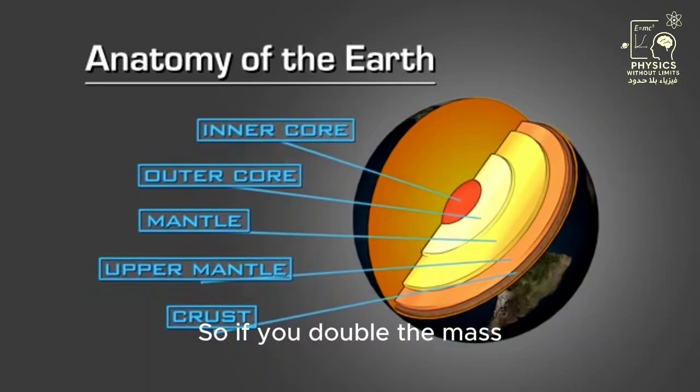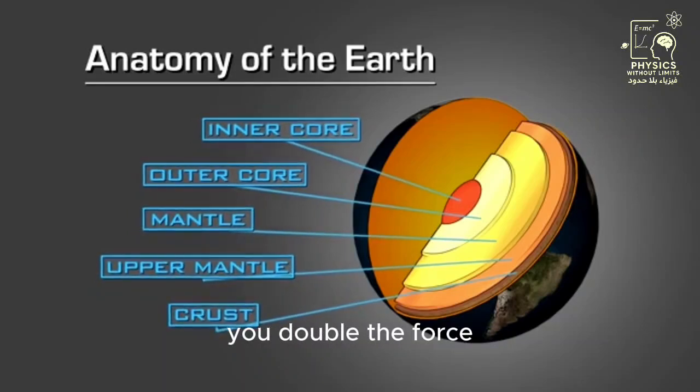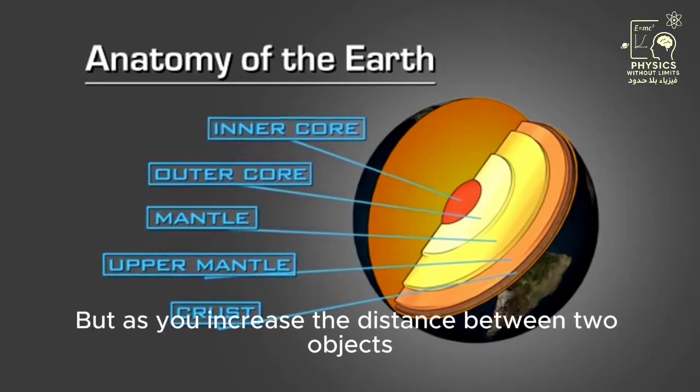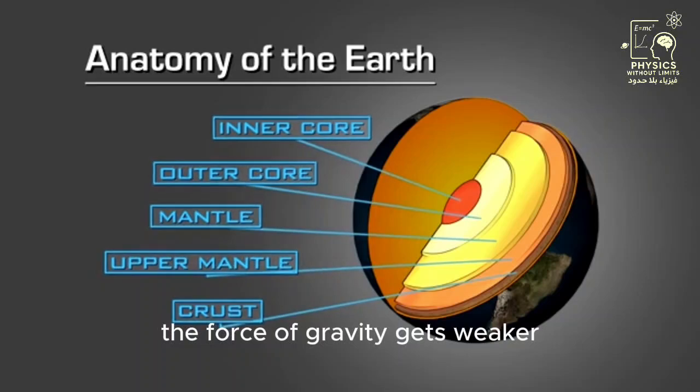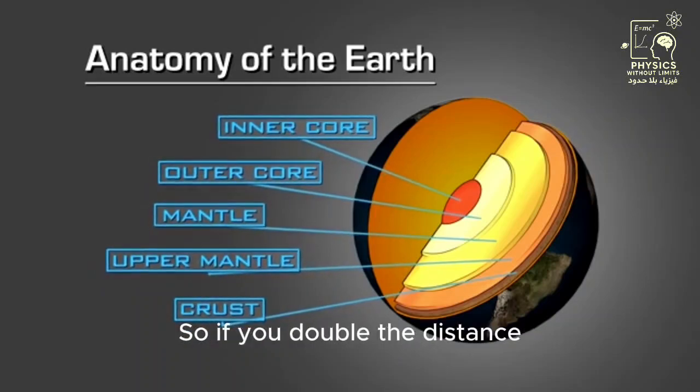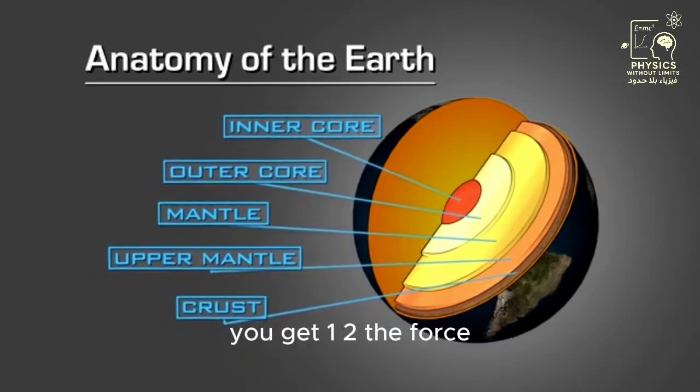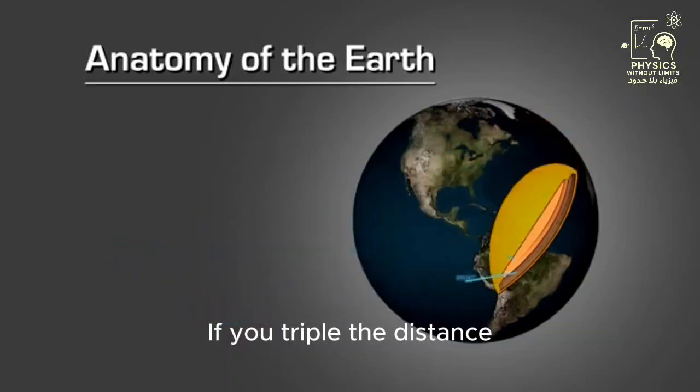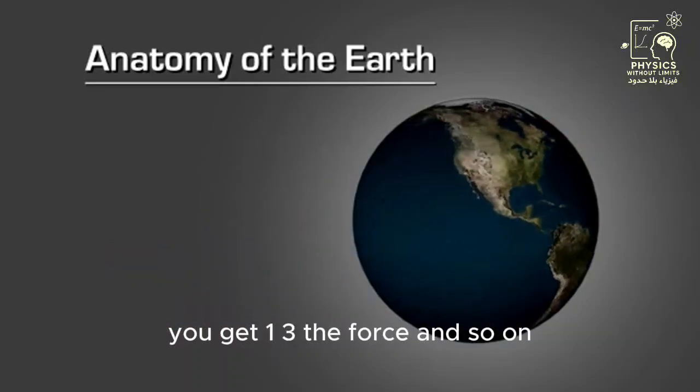So if you double the mass, you double the force. But as you increase the distance between 2 objects, the force of gravity gets weaker. So if you double the distance, you get 1/2 the force. If you triple the distance, you get 1/3 the force, and so on.